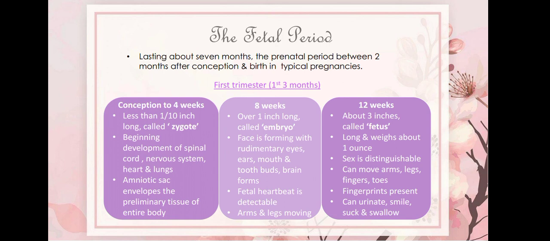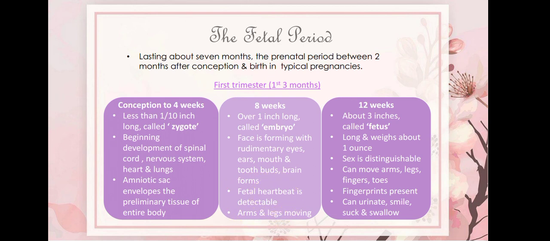Okay, on the first trimester, conception to 4 weeks. Right, less than 1/10 inch long zygote. It's very small. It begins to develop the spinal cord, nervous system, heart and lungs, amniotic sac envelopes, the preliminary tissues of the entire body. And then at 8 weeks, following the second month, over 1 inch long, called an embryo, the face is formed with the rudimentary eyes, ears, mouth, toes, and brain. Fetal heartbeat is detectable, and arms and legs are moving.